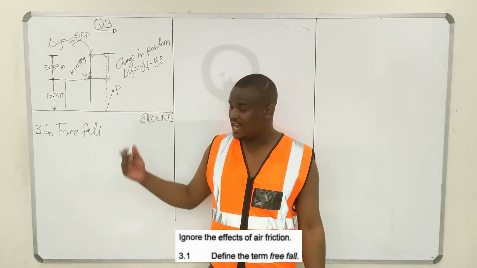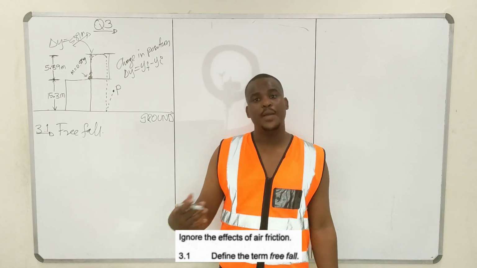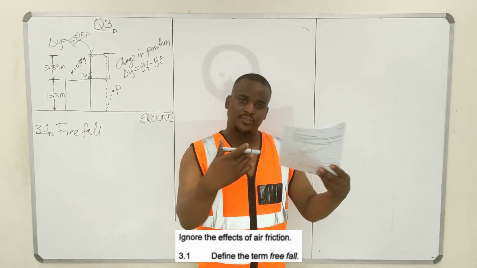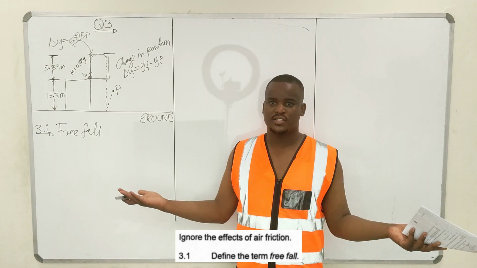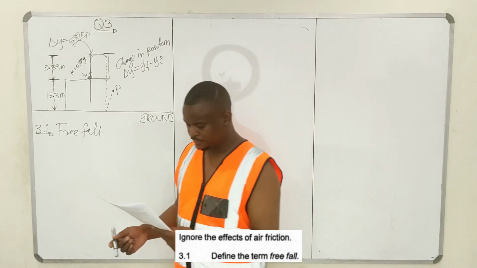I'm not sure if I have to write it down, but I can repeat it one more time. I'm not going to write it down. So free fall is the type of motion in which the only force influencing the motion is gravitational force, or gravity. Done. We'll move to the next one.